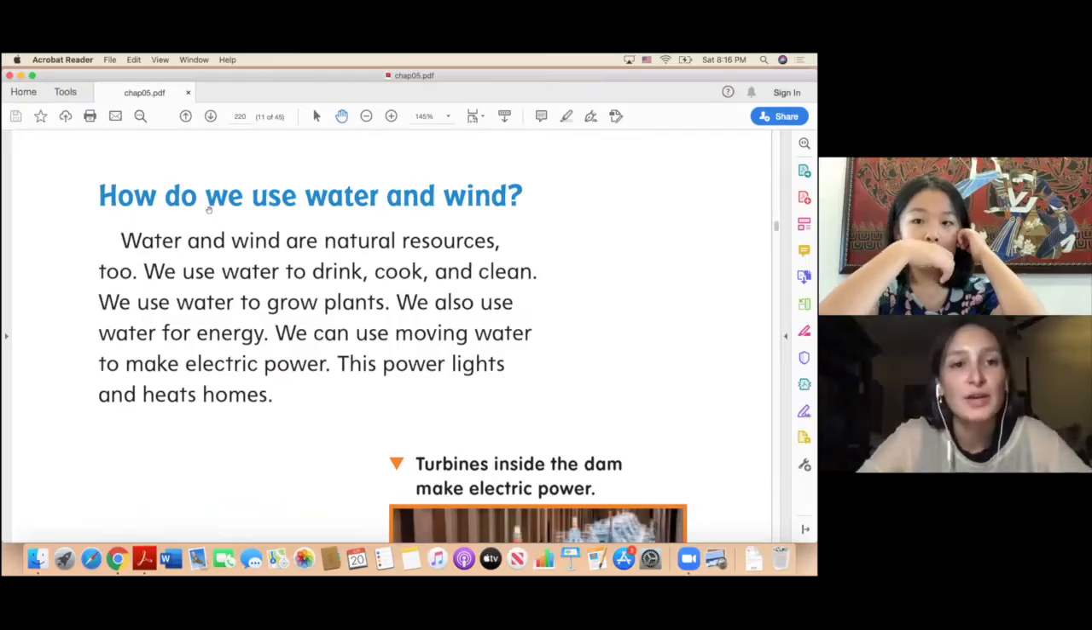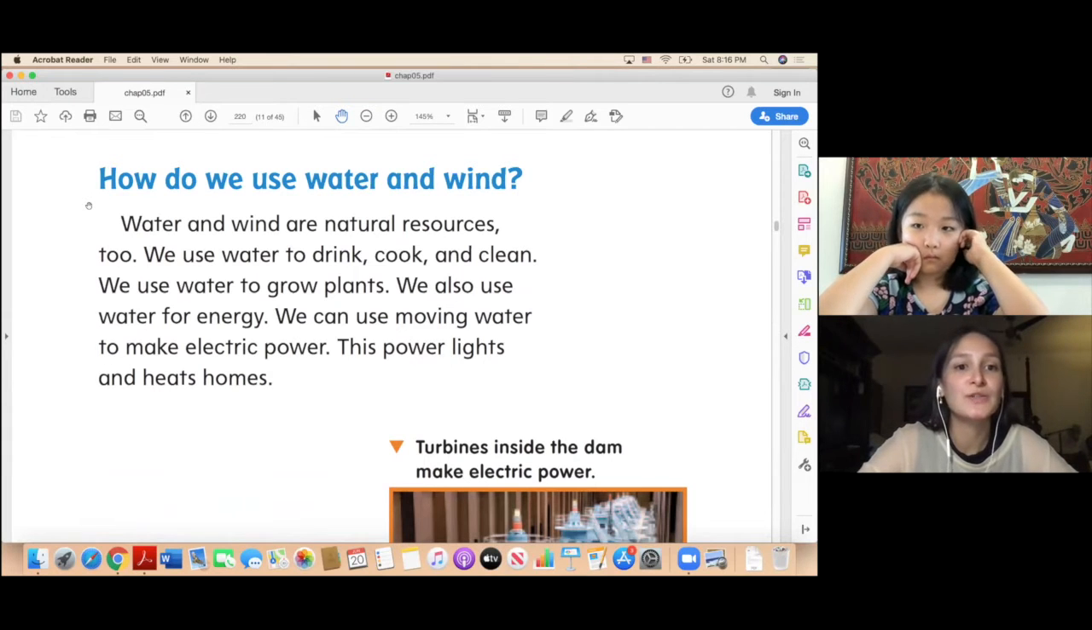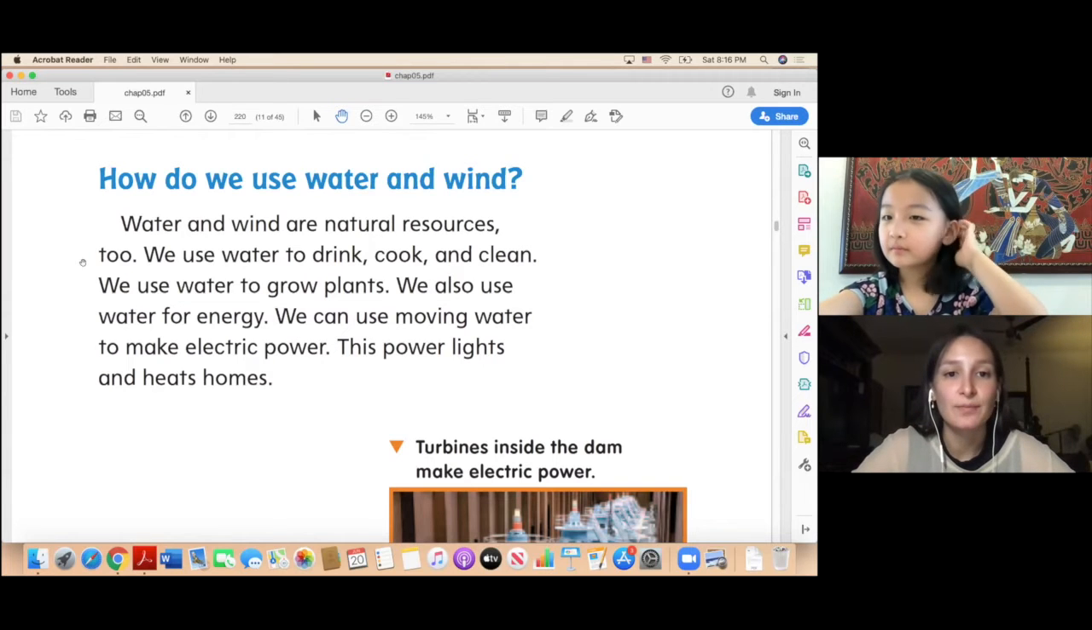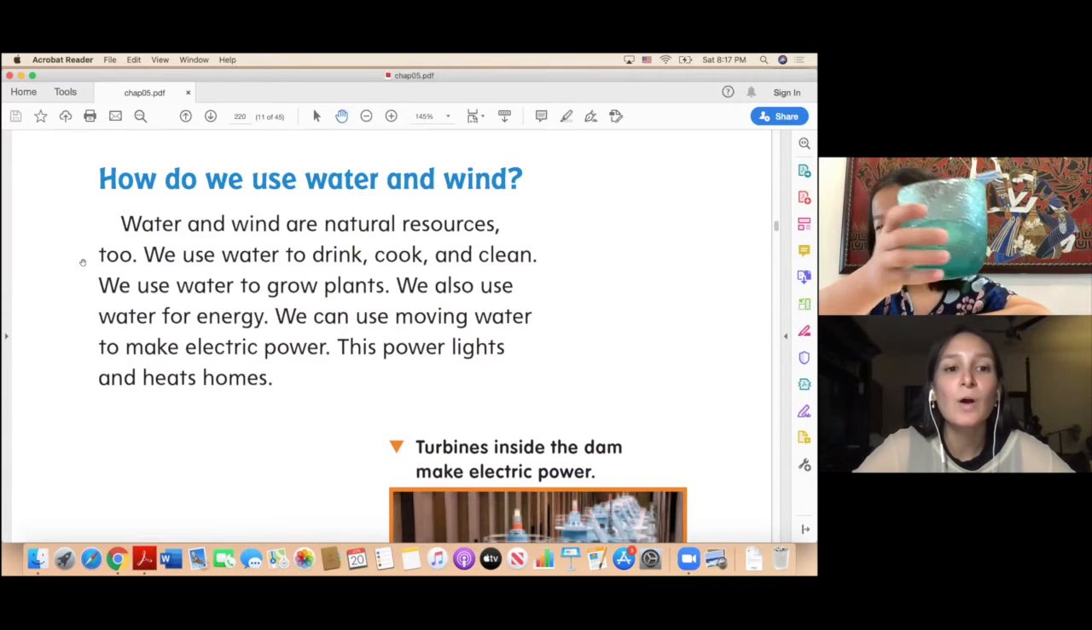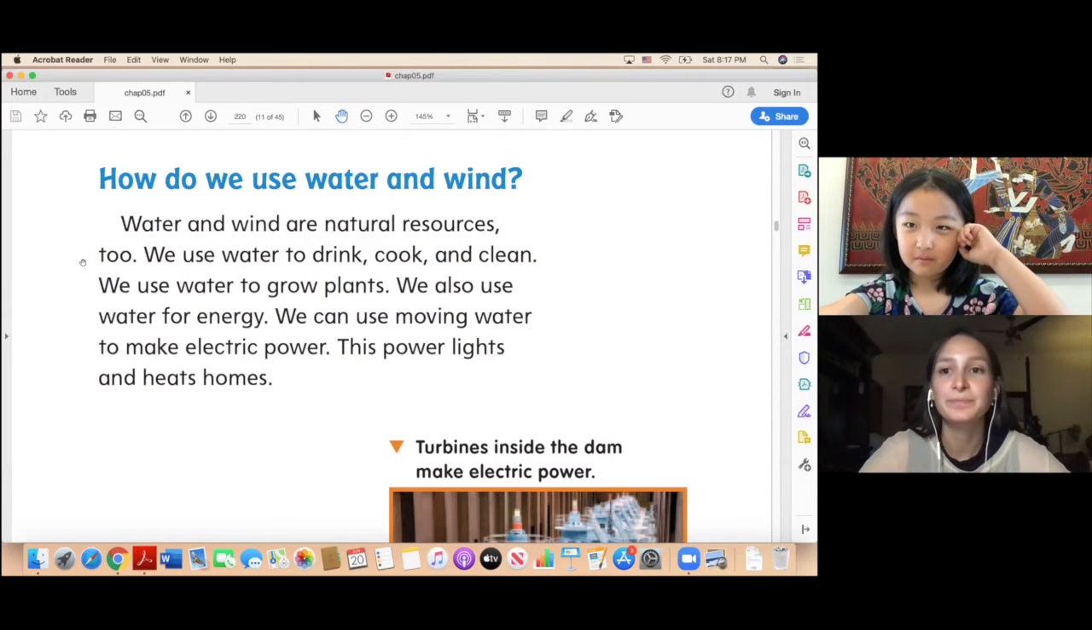So here it says, how do we use water and wind? Water and wind are natural resources too. We use water to drink, cook, and clean. We use water to grow plants. We also use water for energy. We can use moving water to make electric power. This power lights and heats homes.